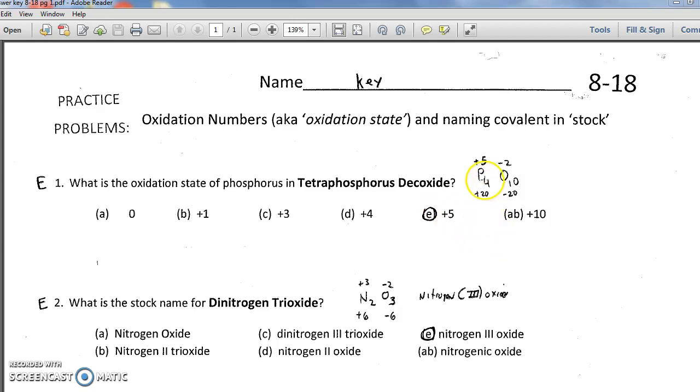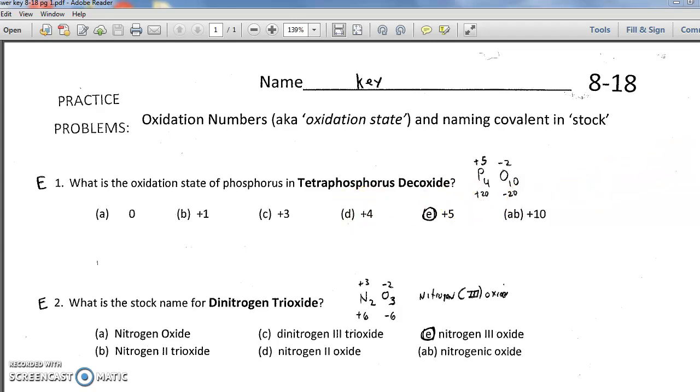So if the phosphoruses must add up to 20 and there's 4 phosphoruses, 20 divided by 4, each phosphorus must have an oxidation number of 5. 20 divided by 4 is 5. So the oxidation state or number of phosphorus is 5. Which means if we wanted to name P4O10 using the Stock system, we could call it phosphorus(V) oxide.